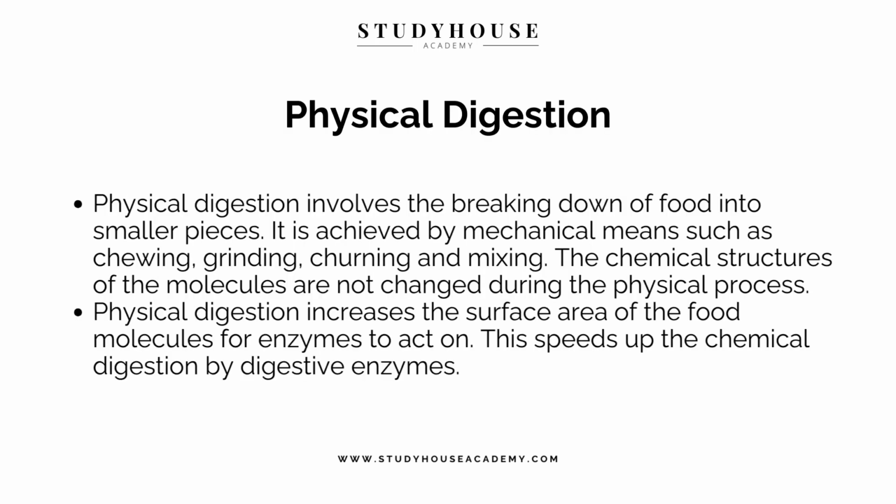Physical digestion involves the breaking down of food into smaller pieces. It is achieved by mechanical means such as chewing, grinding, churning, and mixing. The chemical structures of the molecules are not changed during the physical process. Physical digestion increases the surface area of the food molecules for enzymes to act on. This speeds up the chemical digestion by digestive enzymes.